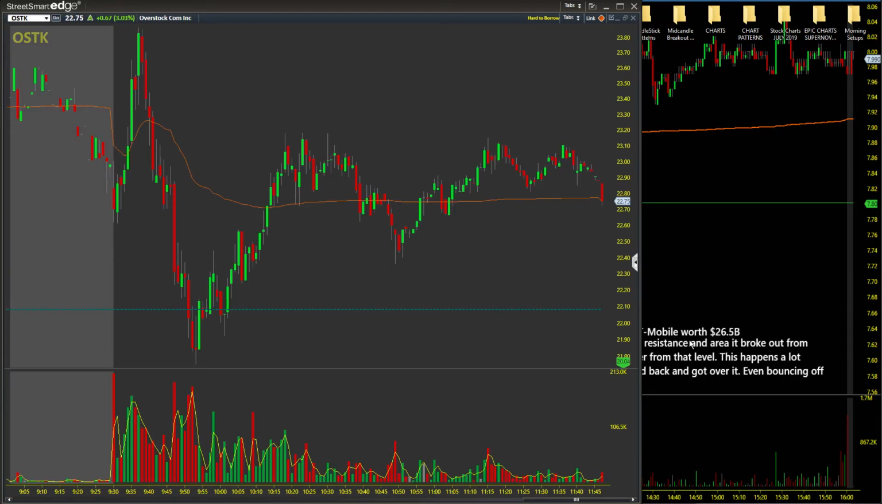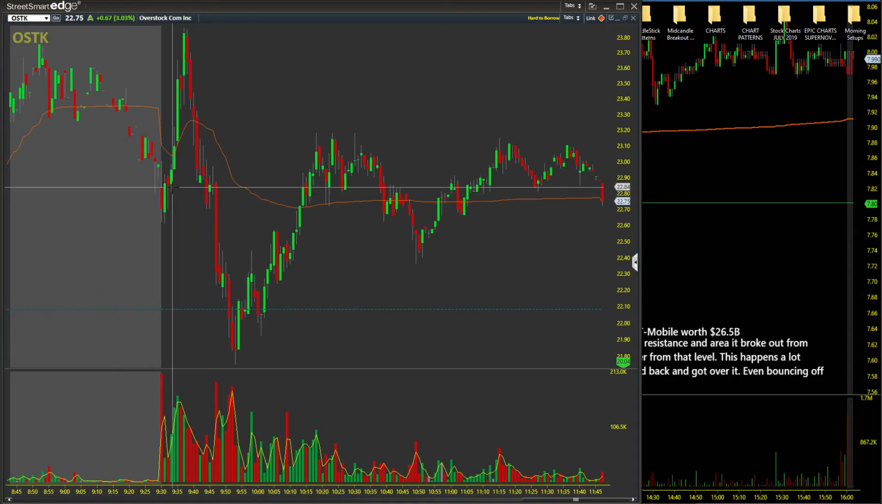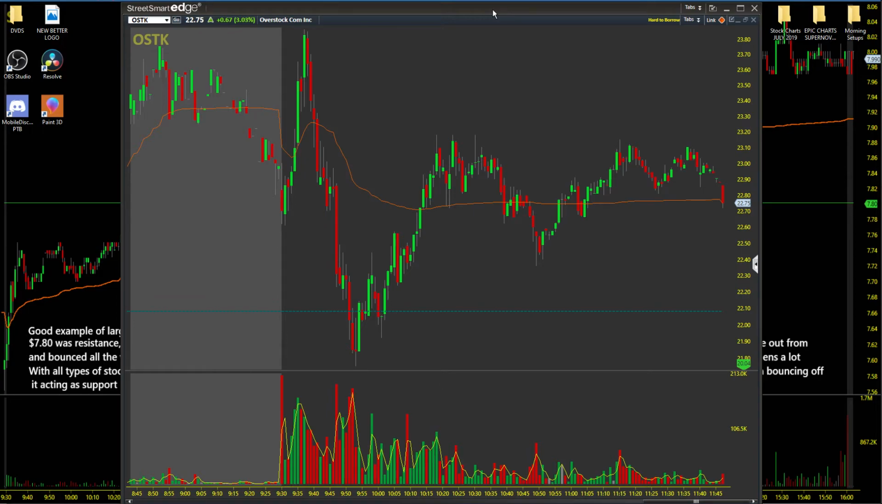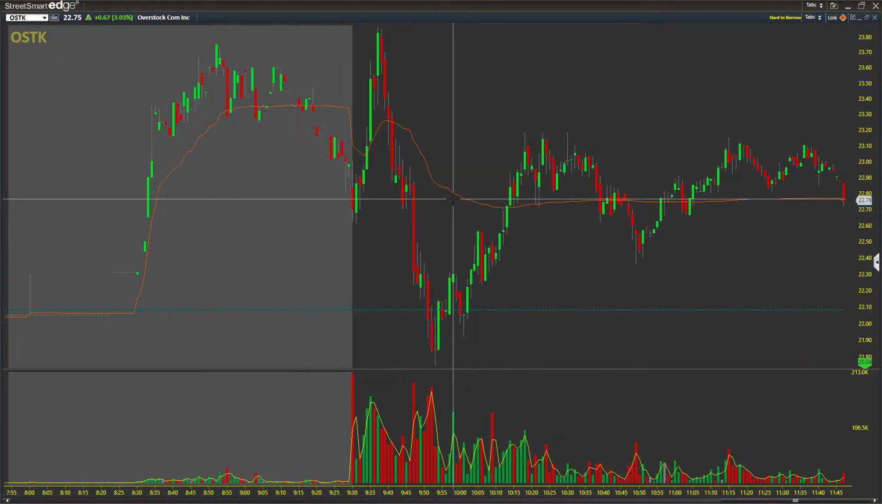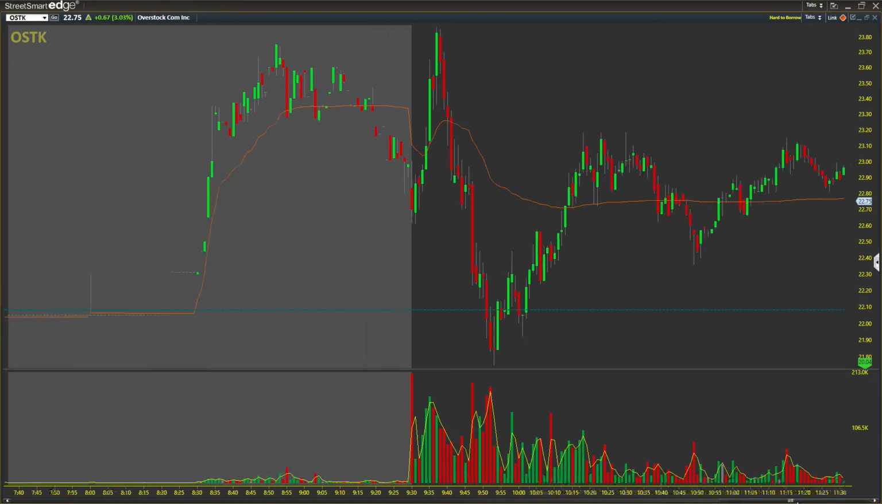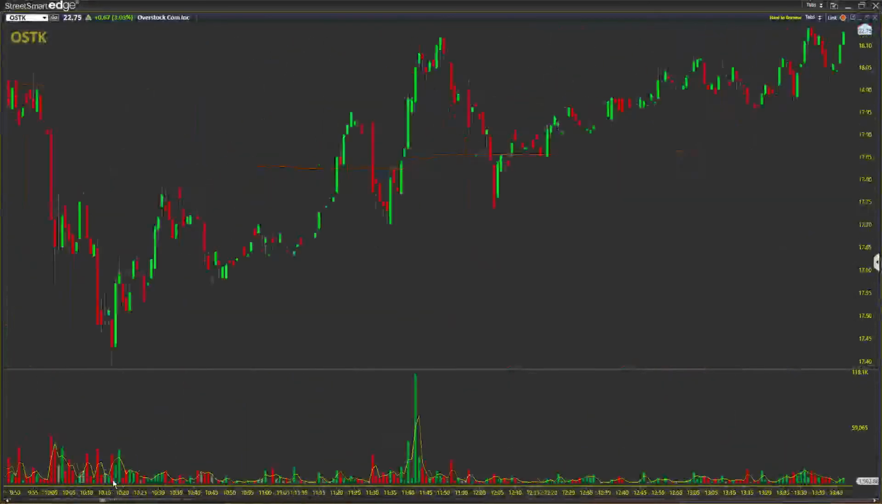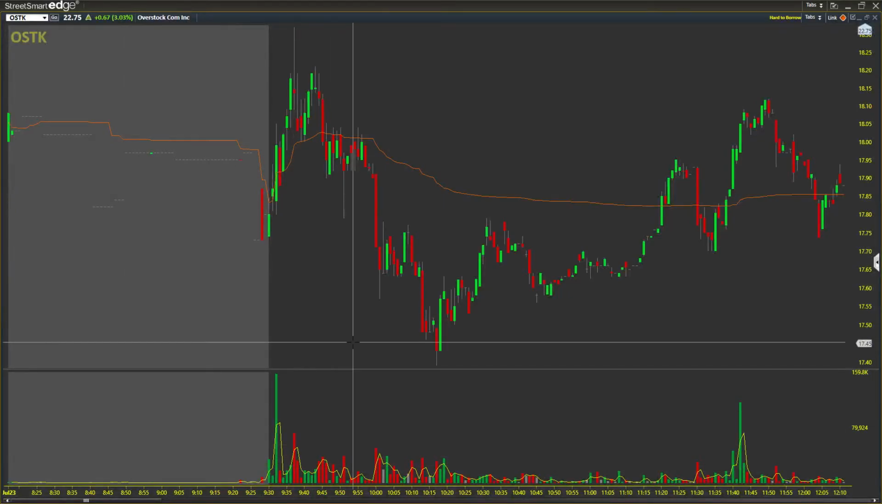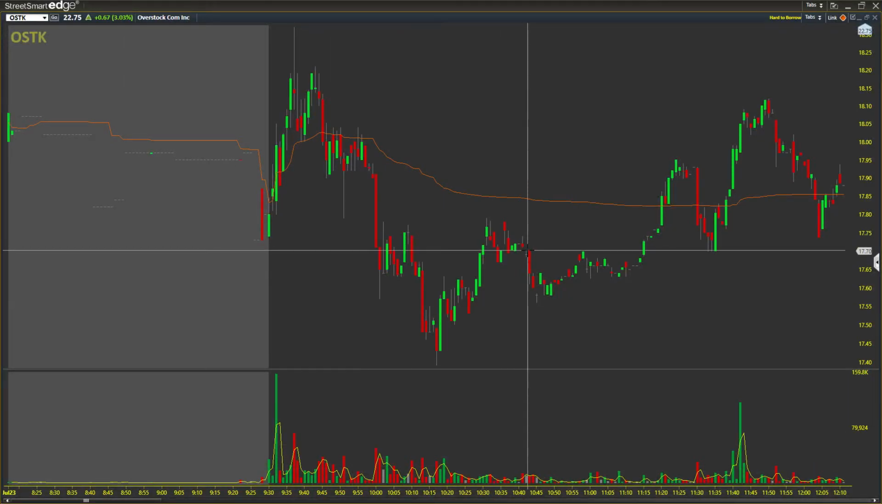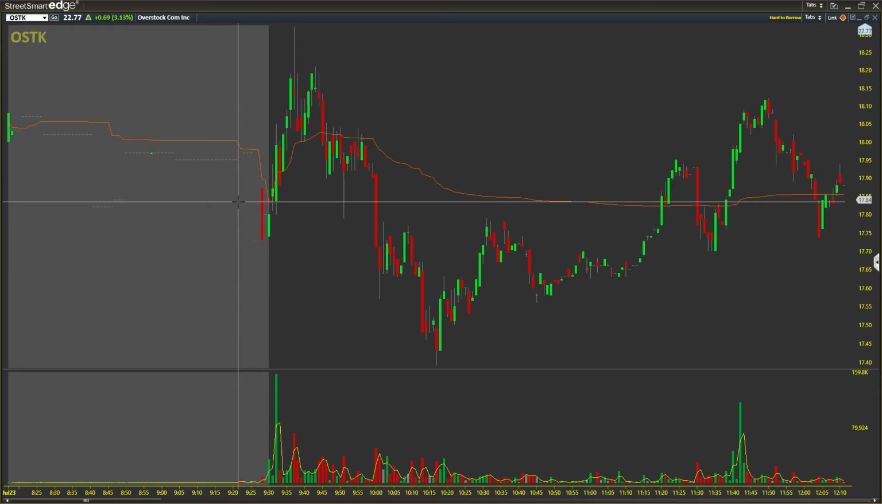And then OSTK. OSTK has just been a beast. Straight up beast. Hitting almost $24 today. I was so tempted to get in on this morning's spike, and I should have. Because there's a pattern that keeps happening and happening with this. We're looking at this on the 1-minute chart. I'm going to zoom all the way over here just to show you guys this pattern. Take notes, guys. Every single morning, OSTK has a morning spike.